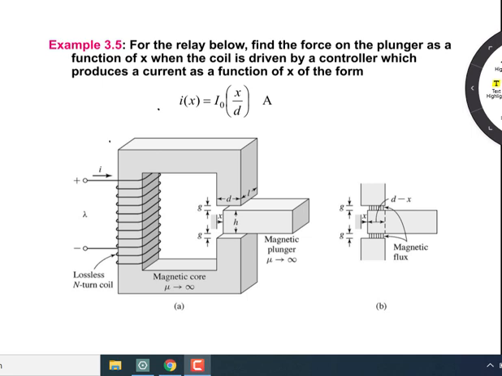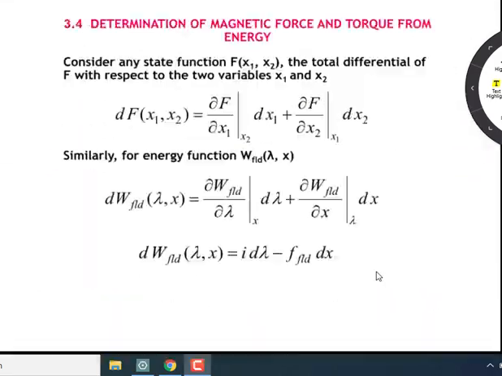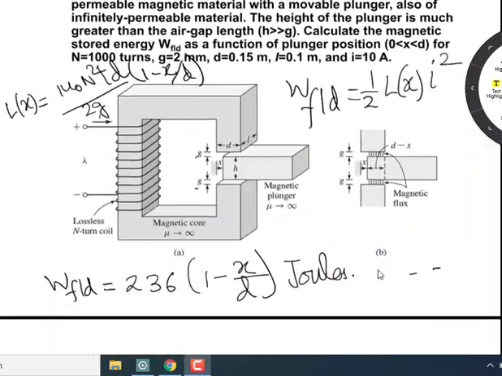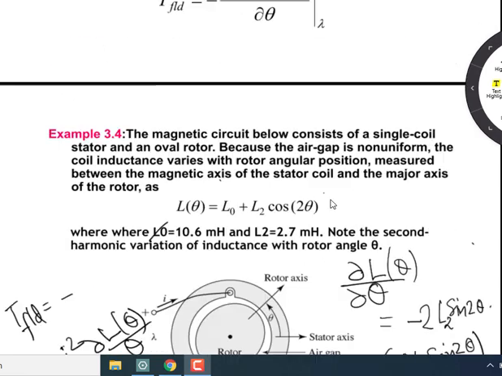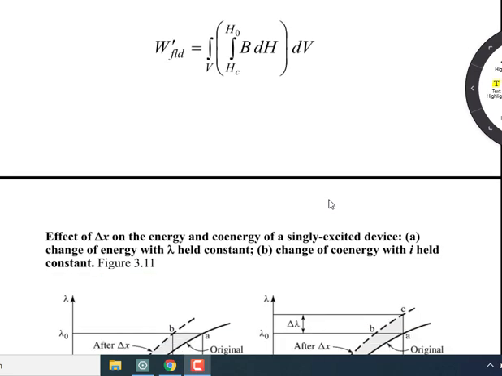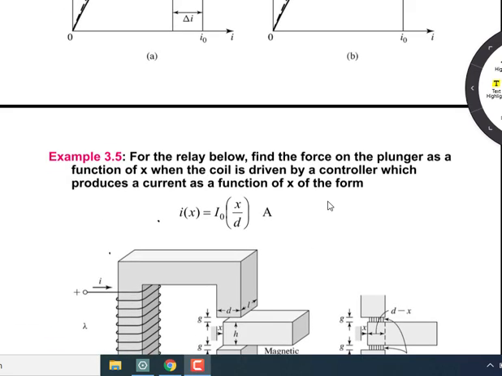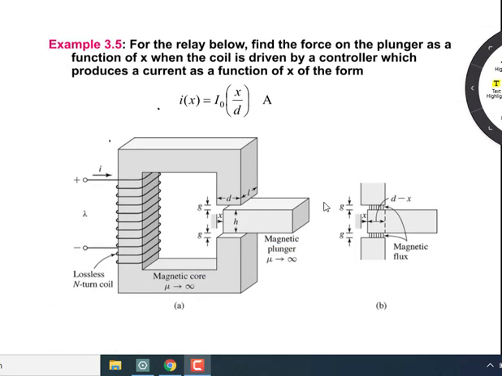Here we have the same example as the previous one. Only thing here is that, unlike the previous one, where you can see that the current was constant, I equal to 10 ampere, here the current is a function of your plunger position. Let me quickly explain the dynamics of the system.